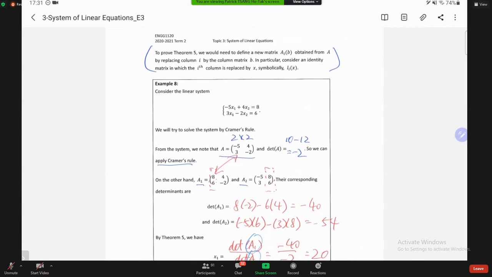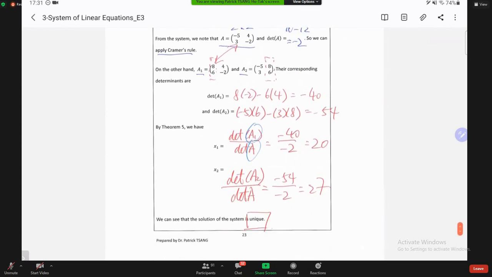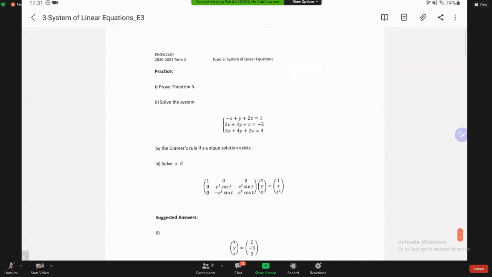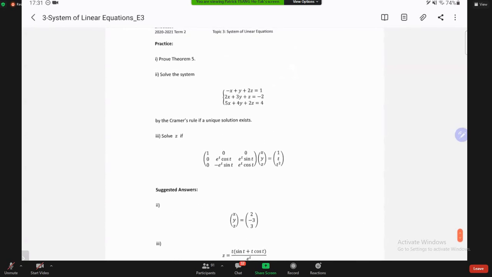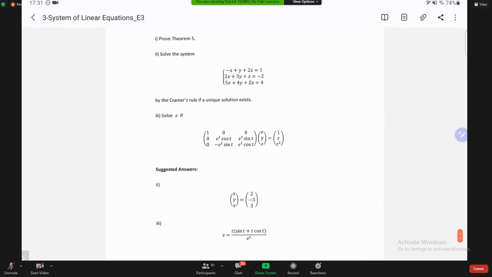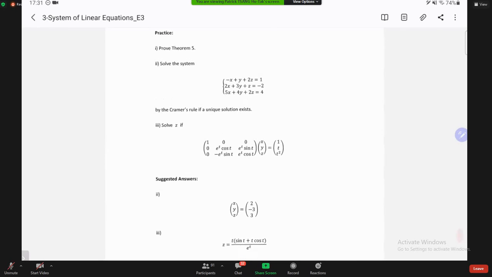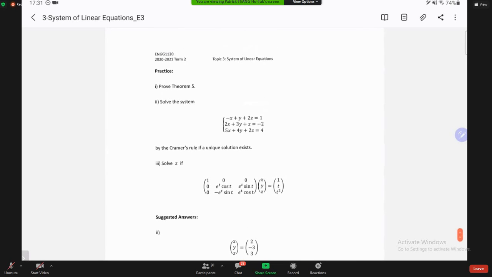But this is not the end of the class. I will prove Theorem 5 after the break. In the remaining pages, again, there are several practice questions for you to play with. I hope you will take some time to go through them, and I'm going to prove Theorem 5 together with you after the break.